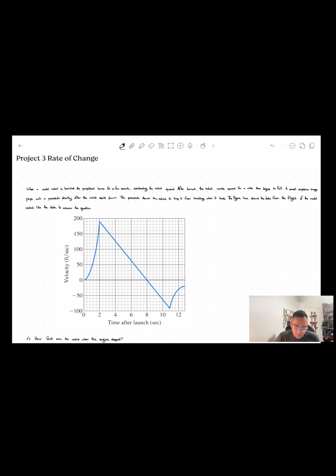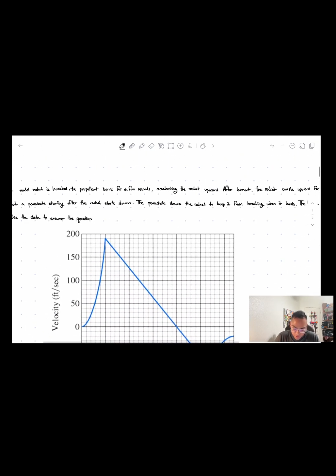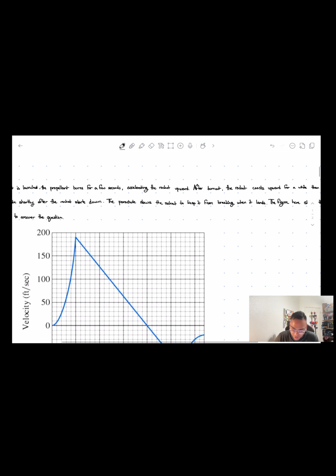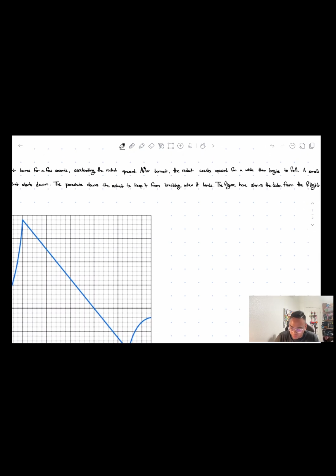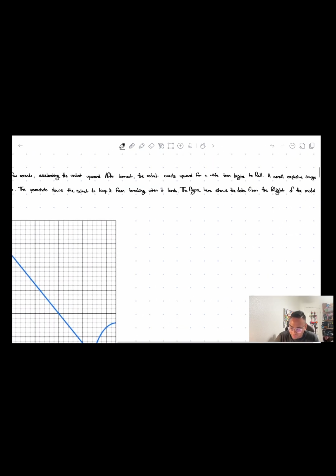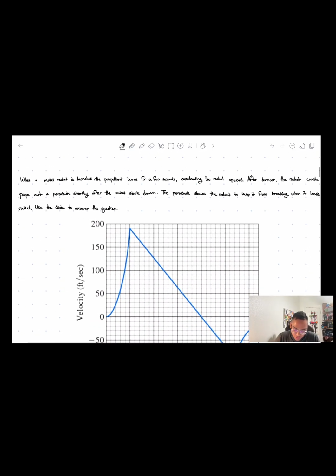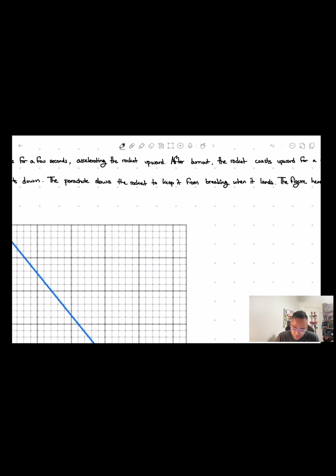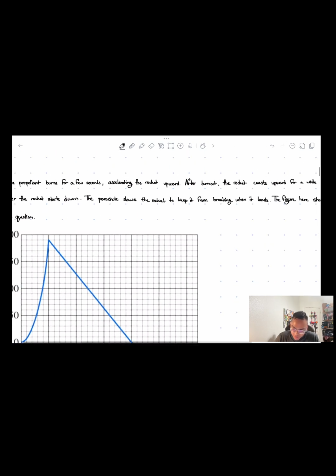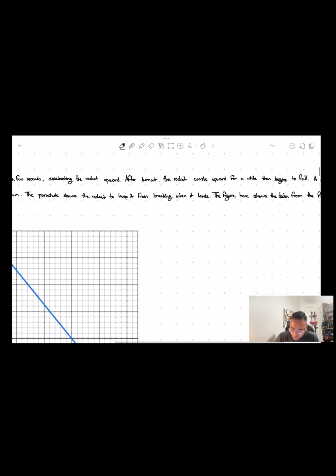So project number 3 is about the rates of change. It asks a pretty simple question. When a model rocket is launched, the propellant burns for a few seconds, accelerating upward. After burnout, the rocket coasts upward for a while, then begins to fall. A small explosive charge pops out a parachute shortly after the rocket starts down. The parachute slows the rocket to keep it from breaking when it lands.